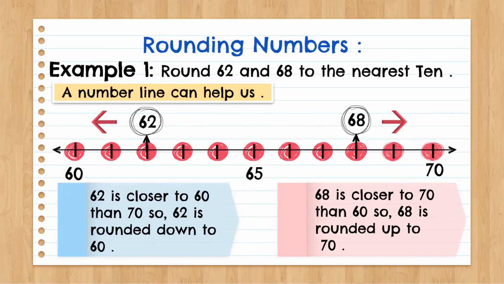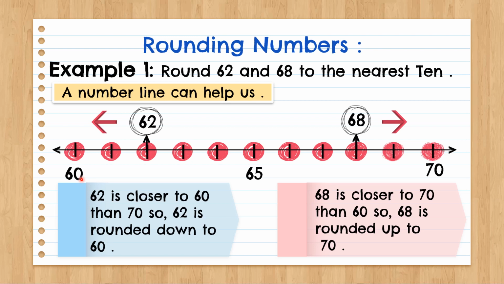Now I am going to tell you about rounding numbers. Round 62 and 68 to the nearest 10. A number line can help us. Your numbers are 62 and 68. This is the number line. It starts from 60. So 61, 62, 63, 64, 65, 66, 67, 68, 69 and 70. You can see 62 is near to 60.